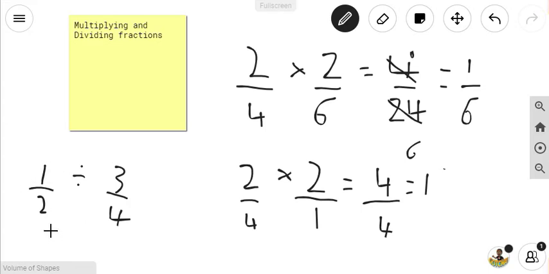I'm running out of space. Okay, I'll use the top. So this would become 2 over 1, and then you multiply it, so that's 2 over 1 times 3 over 4. Then you just multiply. So 2 times 3, which would be 6, and 1 times 4, which would be 4. Well, that's an improper fraction, but still. It would be the same if you were dividing it by a whole number. Let me rub out this one here.